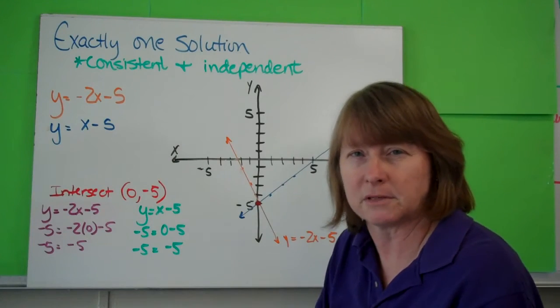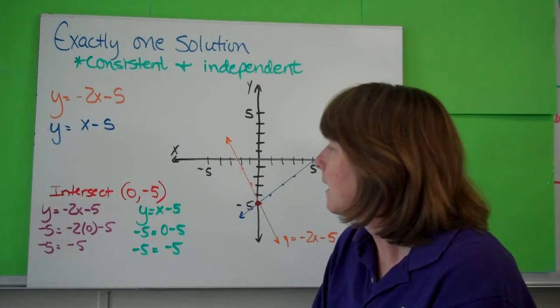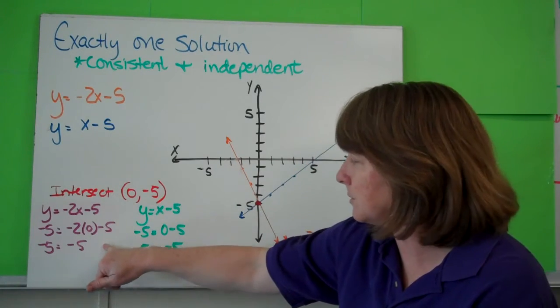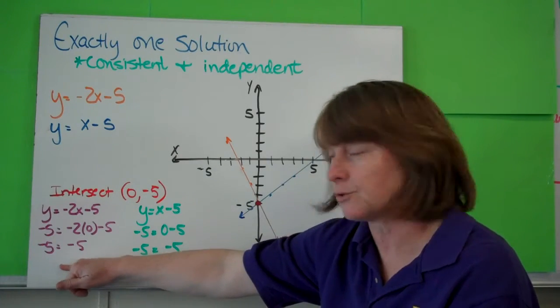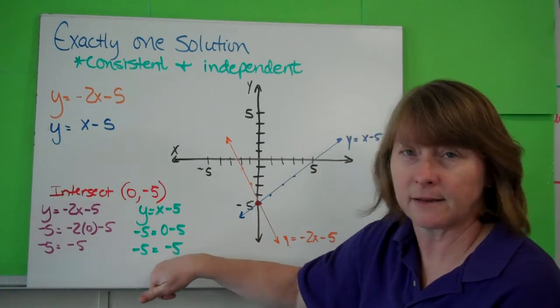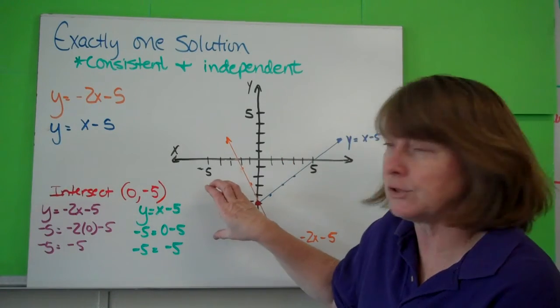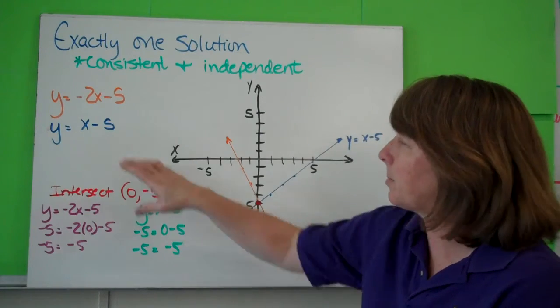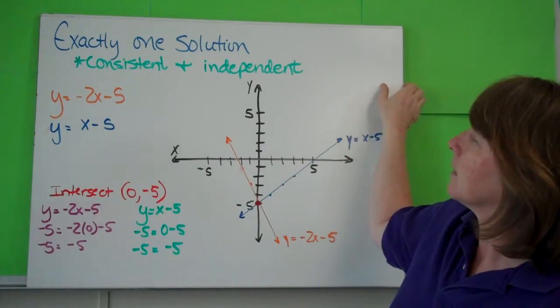It will not always be at a y-intercept. It could be another point on a graph. And if we take that point and we plug it into both equations, on this one we got negative 5 equals negative 5, which is true. Same thing on this one, negative 5 equals negative 5. So that solution is true. That is one way to check that this point is the correct point, by plugging it into both equations and seeing if it makes both true.